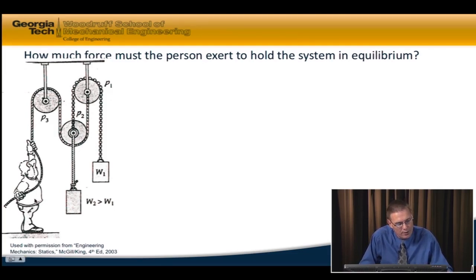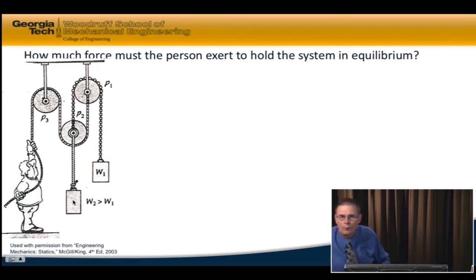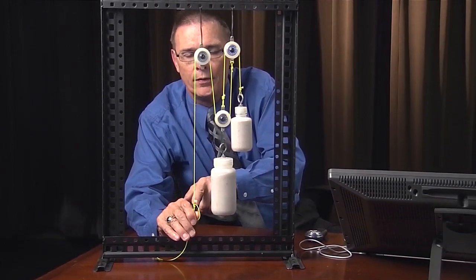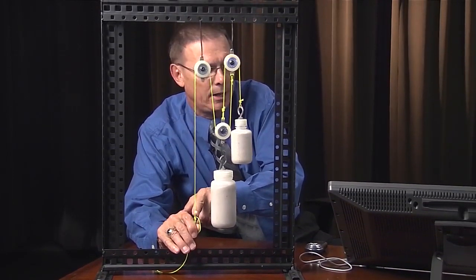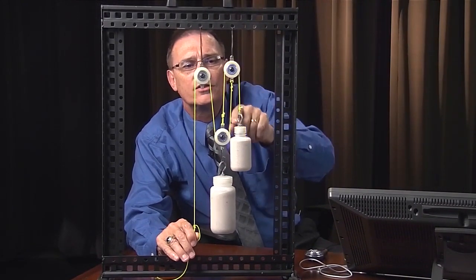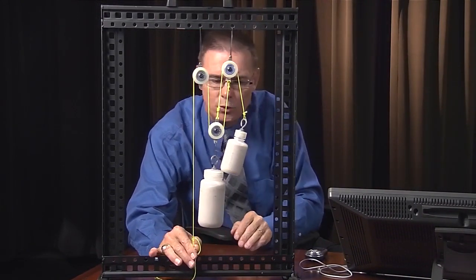Okay, so here's the situation. We have this person who is exerting a force in this rope and holding up these systems of pulleys where there's a weight which would be known, weight 1 here on the right, and then a weight 2 here, which is greater than weight 1. And so if we go over here to a model, I've got a model of this situation. So I'd be the giant person, if you will, over here on the left-hand side that's holding this cable as it's attached and holding this system up of the two weights.